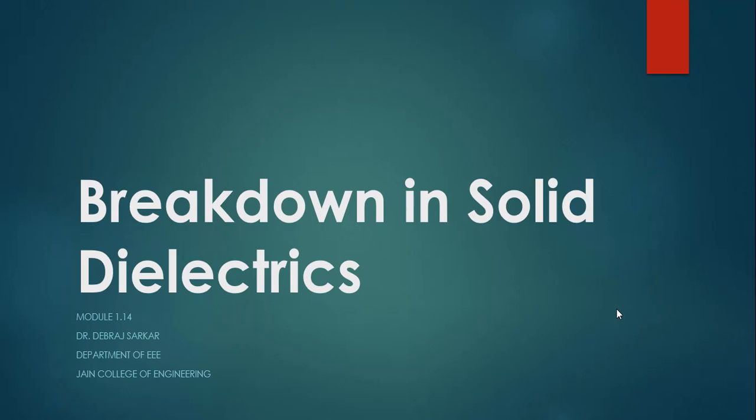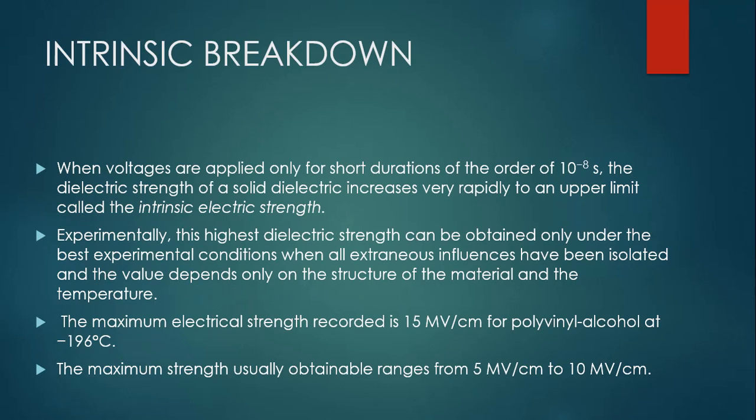First we'll be starting with the intrinsic breakdown. Now, what is this intrinsic breakdown? When voltages are applied only for a short duration, that is, of the order of 10 to the power minus 8 seconds, the dielectric strength of the solid dielectric increases very rapidly to an upper limit called the intrinsic electric strength.